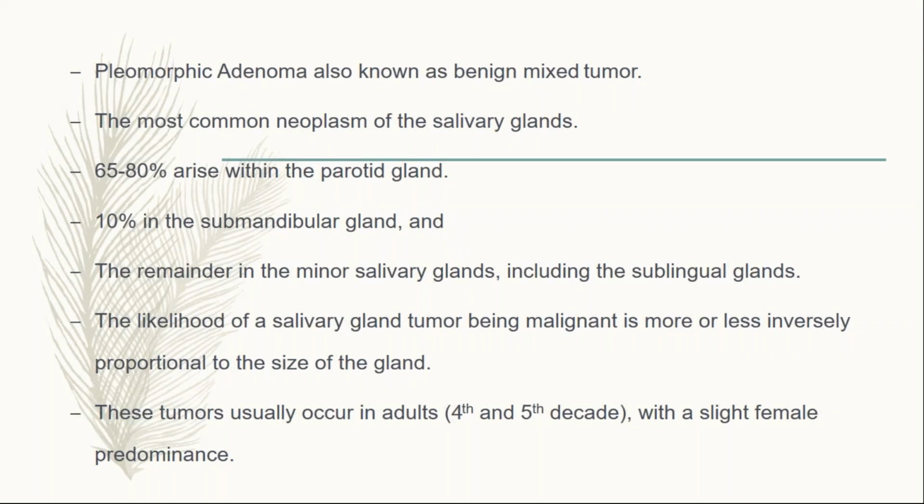The most important thing in salivary gland tumors is that the size of the tumor is inversely proportional to the malignancy. For example, if the size of the tumor is large, then it is more likely to be benign in nature. If the size of the tumor is very small, then it is malignant. So this is more commonly seen in salivary gland tumors. So in parotid or submandibular or any salivary glands, whether it is benign or malignant depends upon the size of the tumor.